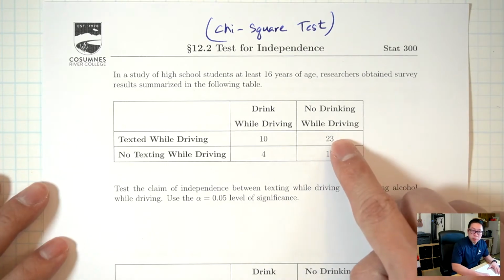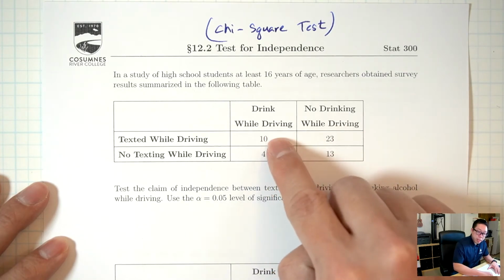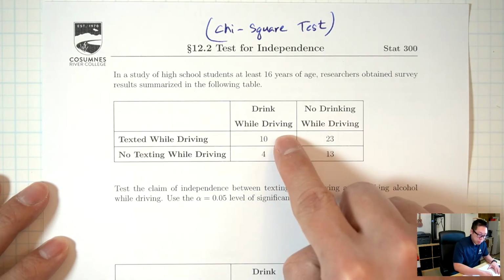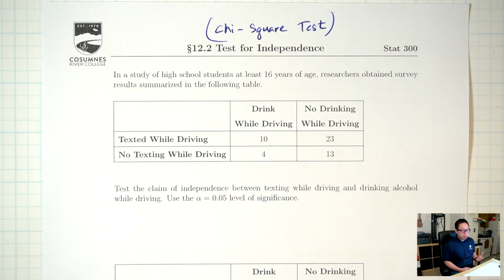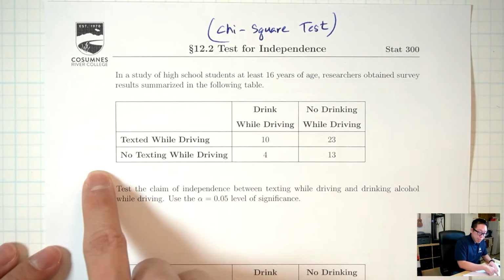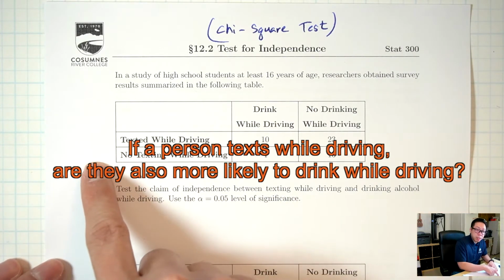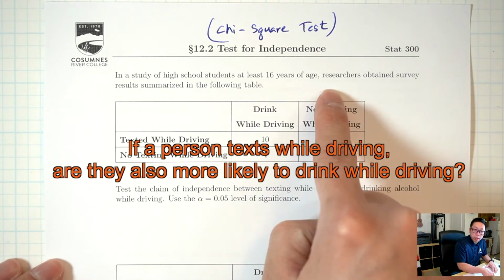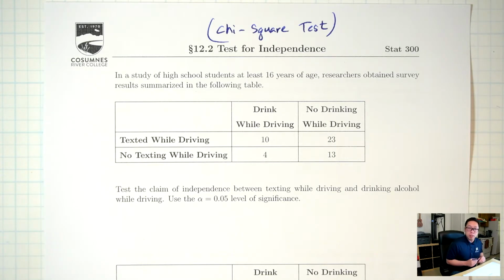And what do these numbers mean? This 23, for instance, means there's 23 people who text and drive but don't drink and drive. This 10, there's 10 people who text and drive and also drink and drive. Horrible people. And the question we're asking here is, is texting related at all to drinking? In other words, is texting independent or not independent from drinking? And this is why this is called a test for independence. So let's start off with what the correct H0 and H1 for a test of independence should be.